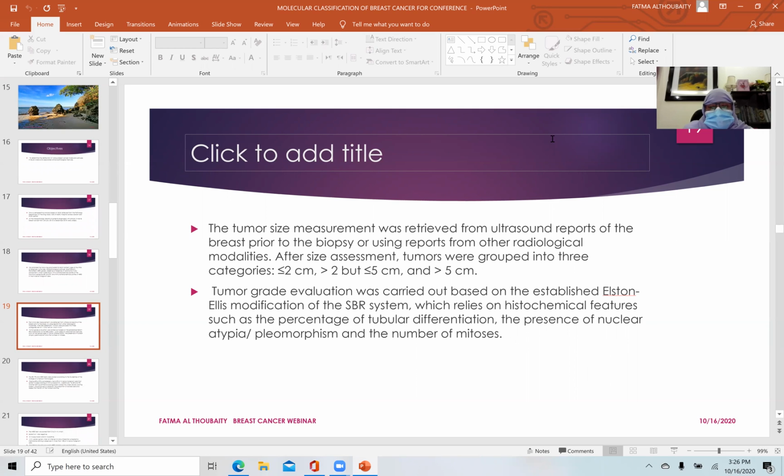The tumor size measurement was retrieved from the ultrasound report of breast prior to the biopsy or using report from the other radiological modality. And according to the size, we classify either less than or equal to 2 centimeter, or if it is more than 2 and less than or equal to 5, or we classify it if it is more than 5 centimeter. Tumor grade was classified into grade 1, 2, 3. 3 is high grade according to the percentage of tubular differentiation, presence of nuclear atypia, polymorphism, and the number of mitosis.